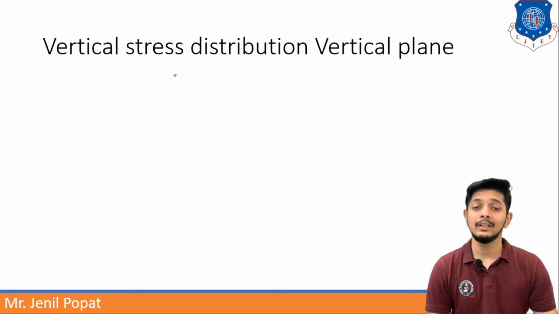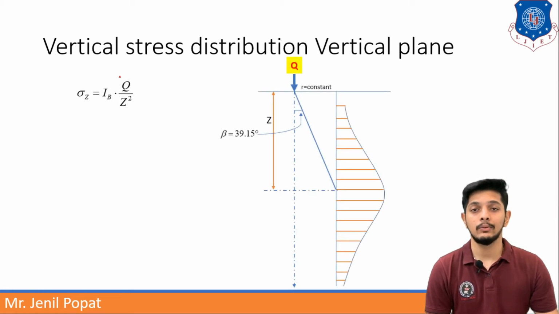So let us understand vertical stress distribution on a vertical plane. We already know the formula now: sigma z is equal to IB into Q by z square. Here, if we plot a graph through this equation of R by Z values, and if Q, the concentrated load, is applied here, and R is the radius, or we can say the point of application of stresses, the graph will go like this, and at the maximum value of sigma z, the beta angle will be notable as 39.15 degrees.